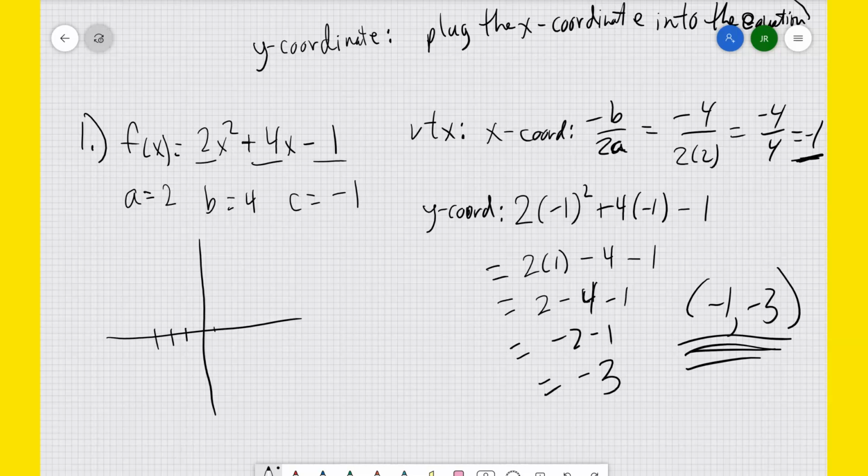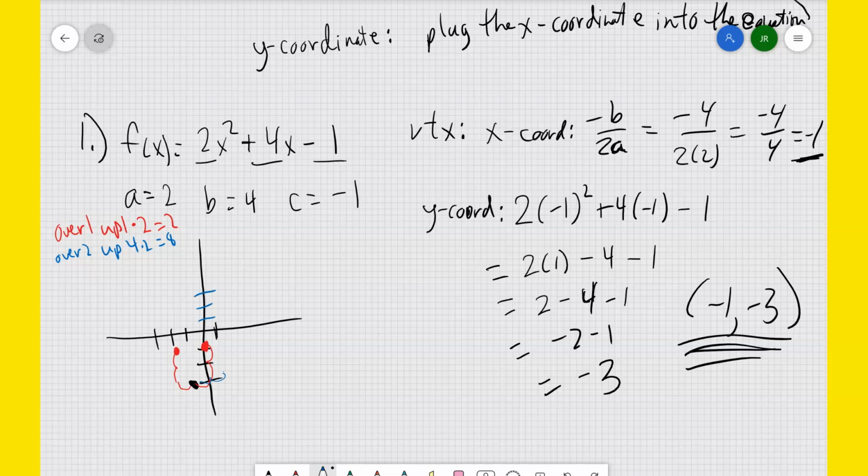Okay, so I will graph this. Negative 1, negative 3. Here's my vertex. From here, I will go over 1 and up 1 times a. Over 1, up 1 times 2, which is 2. So up 2. There's my first point. Do the same thing on the left side. Over 1, up 2. And then go over 2, up 4 times 2, which is 8.